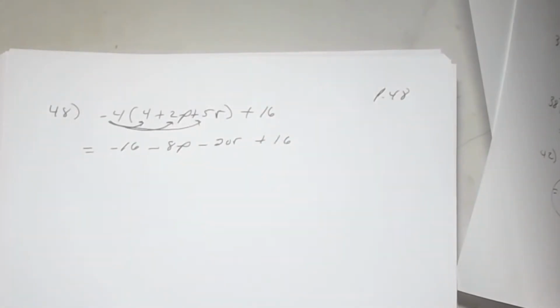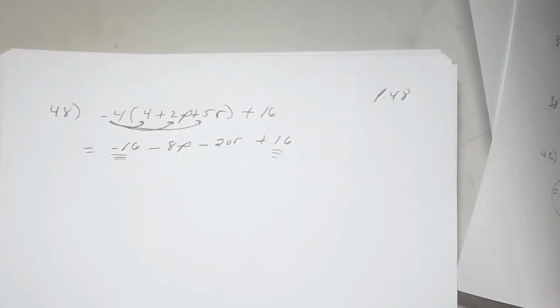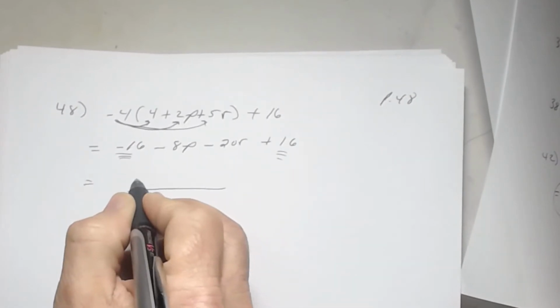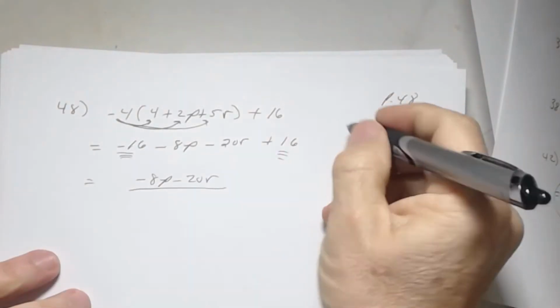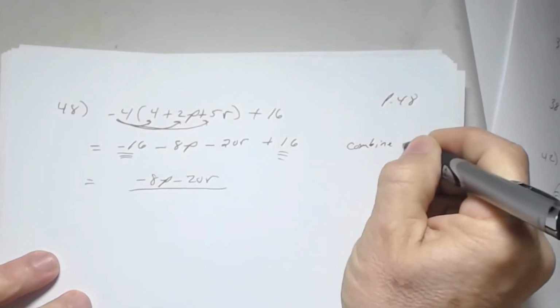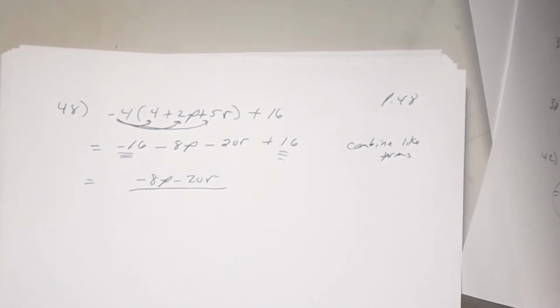Okay? Now you'll notice that the real numbers, you can deal with. What is a negative 16 and a positive 16? 0. So what's going to be your answer? Negative 8p minus 20r. All right, it's negative 8p minus 20r. Now, you're going to learn this in the next section, but what I've done here is called combining like terms. You don't have to know that phrase right now. We haven't talked about what like terms are, but for right now, just know that negative 16 and 16 you can combine. You get 0.